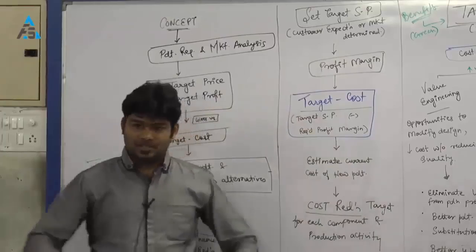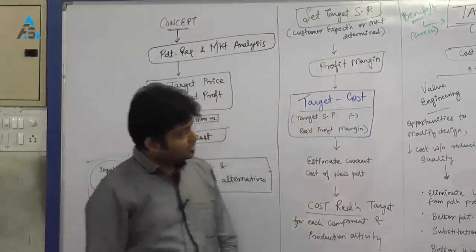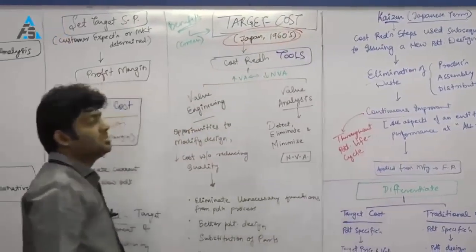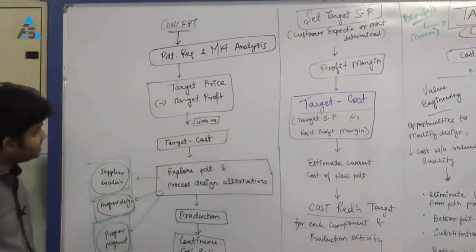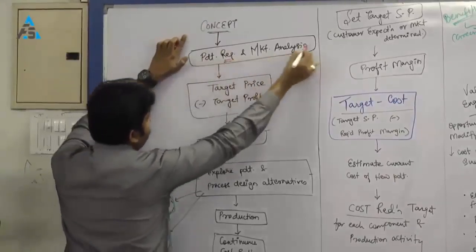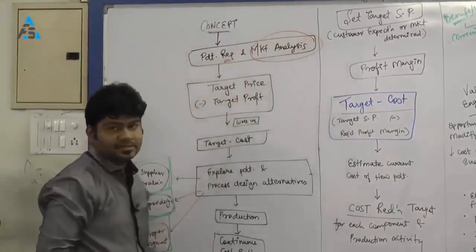In the same way, they are giving you the target. So target cost developed in the year 1960s in Japan. Now how does the whole concept work? This is how it works. So you will look at the product requirement and you will do a market analysis, right?